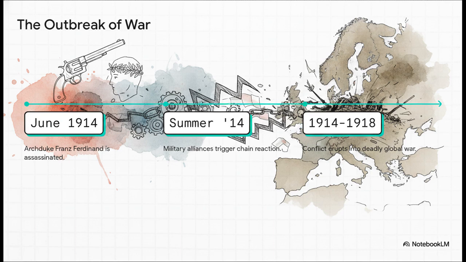And that inevitable trigger? It was pulled on June 28, 1914. Over in Sarajevo, a Serbian nationalist assassinated Archduke Franz Ferdinand, the heir to the Austro-Hungarian throne. This single, violent event sparked a rapid, totally unstoppable chain reaction. Throughout that summer of 1914, those complex military alliances were activated one by one. In just a matter of weeks, localized tension cascaded across Europe, erupting into a deadly global war that would end up raging all the way until 1918.